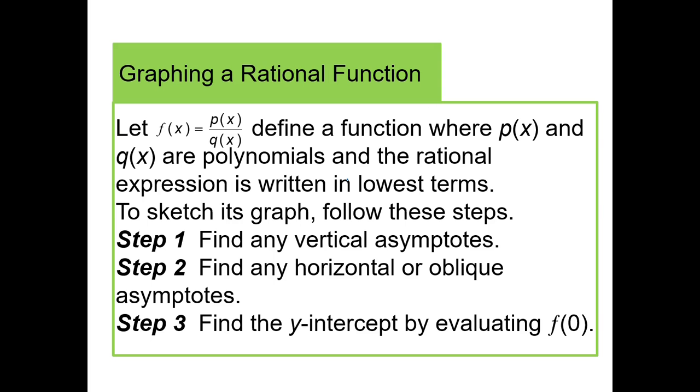Let f of x be equal to p of x divided by q of x. Define a function where p of x and q of x are polynomials and the rational expression is written in those terms. To sketch its graph, follow these steps. Step 1. Find any vertical asymptotes. Step 2. Find any horizontal or oblique asymptotes. Step 3. Find the y-intercept by evaluating f of 0.